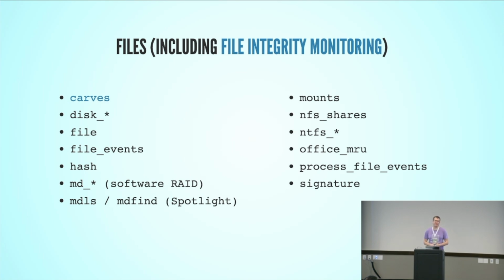Then there's the file table that has basic information on files in terms of modified time, paths, that sort of thing, and then hash, which actually hashes files. Some of these tables require you to have a where clause on them because of performance impacts. File events, as mentioned earlier, are event tables where you can see file actions that happened in the past rather than just getting a snapshot in time.